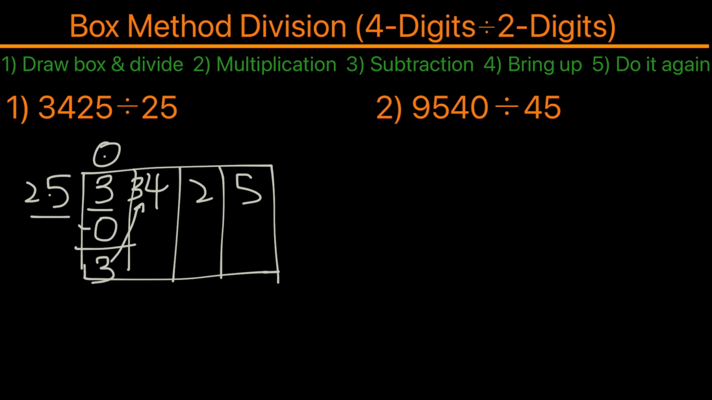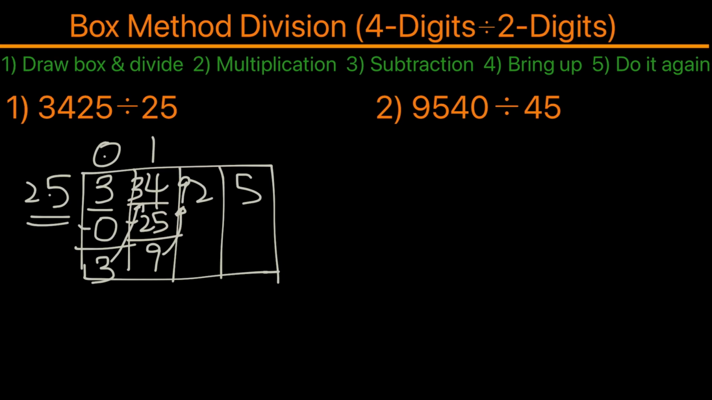So that becomes 34. And what is 34 divided by 25? And the answer is 1. 25 can go into it once. So 25 times 1 is 25. Then we would take 34 minus 25. That gives us 9. And then the next step, again, bring it up. And this becomes 92.